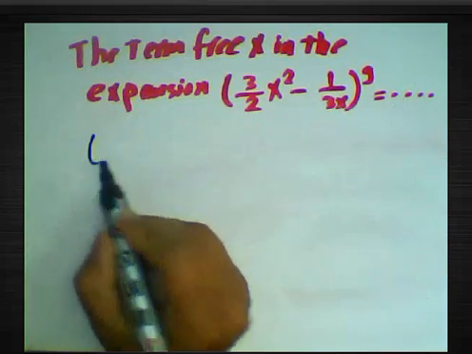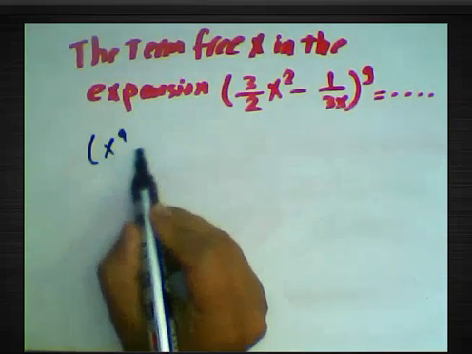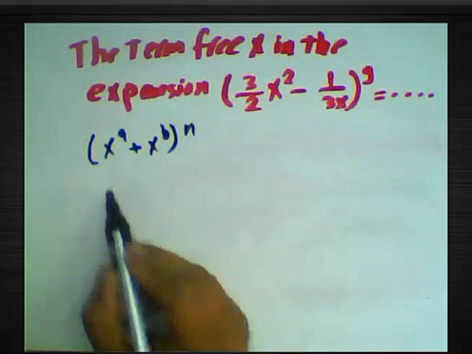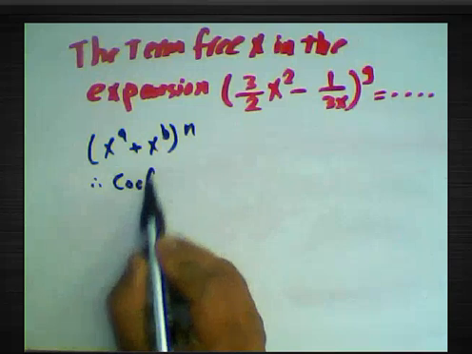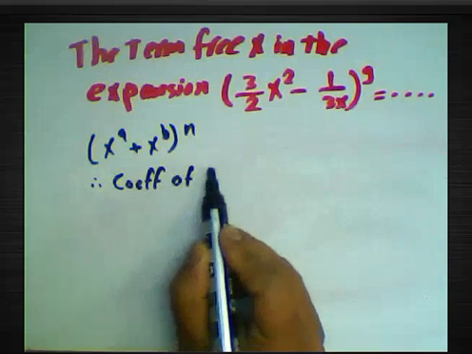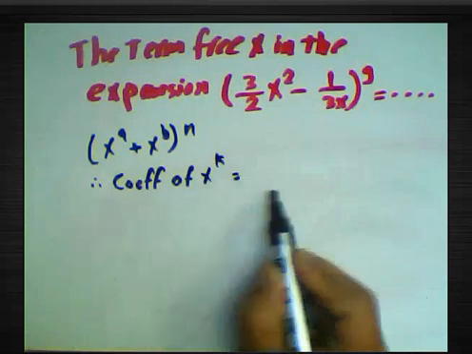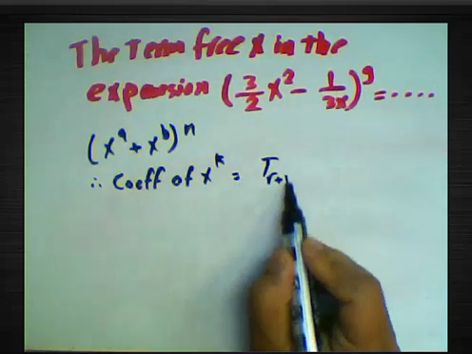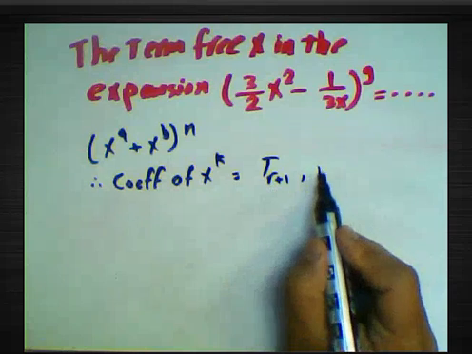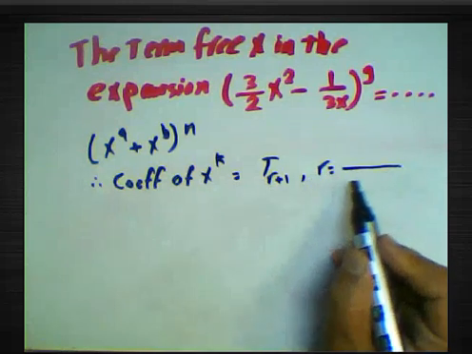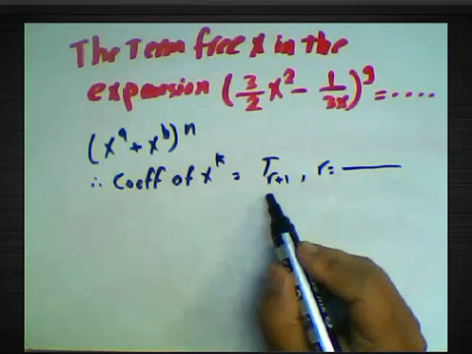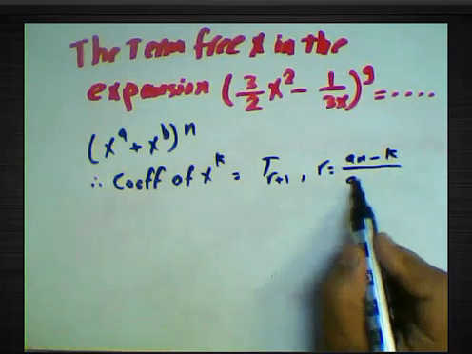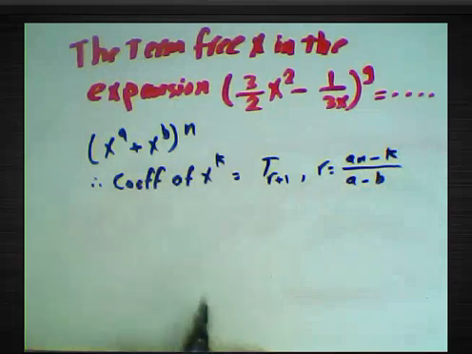If we have this expression (x power a plus x power b) all power n, then the coefficient of x power k equals what? We can write the term r plus 1, where r equals n minus k over a minus b, for this expression.